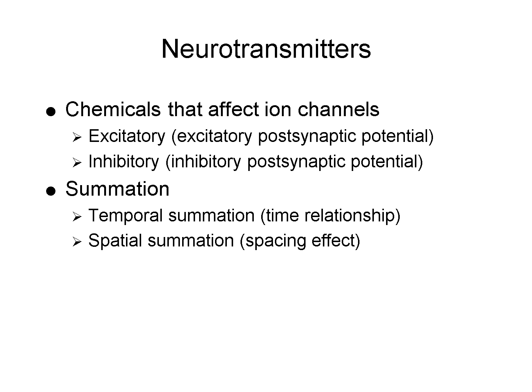Neurotransmitters are chemicals that allow neurons to communicate by opening or closing ion channels. Some neurotransmitters are excitatory, promoting the generation of action potentials, while others are inhibitory, preventing them. Summation of signals can occur over time, known as temporal summation, or across different spaces, known as spatial summation. Balance between excitation and inhibition is vital for normal brain function.